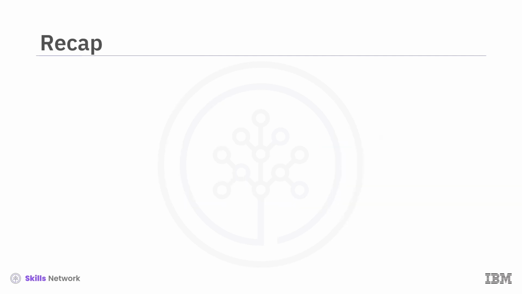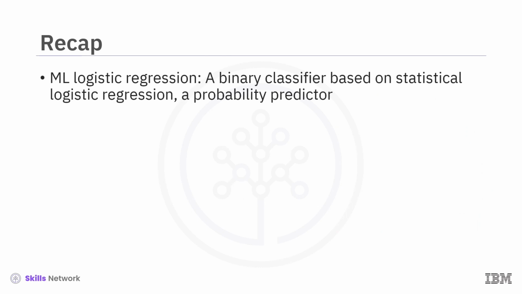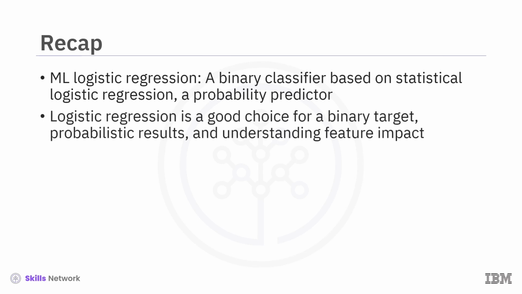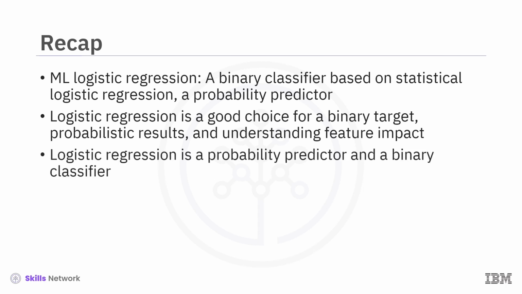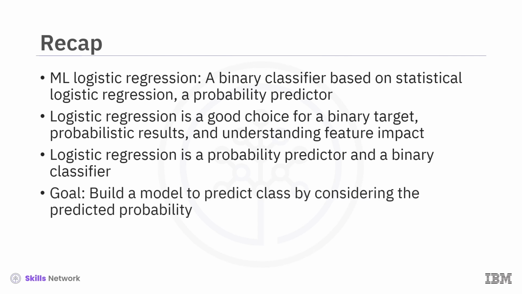In this video, you learned that in machine learning, logistic regression refers to a binary classifier based on statistical logistic regression, or probability predictor. Logistic regression is a good choice for a binary target, probabilistic results, and understanding the impact of a feature. You also learned that logistic regression is both a probability predictor and a binary classifier. The goal of logistic regression is to build a model to predict the class by considering the predicted probability.